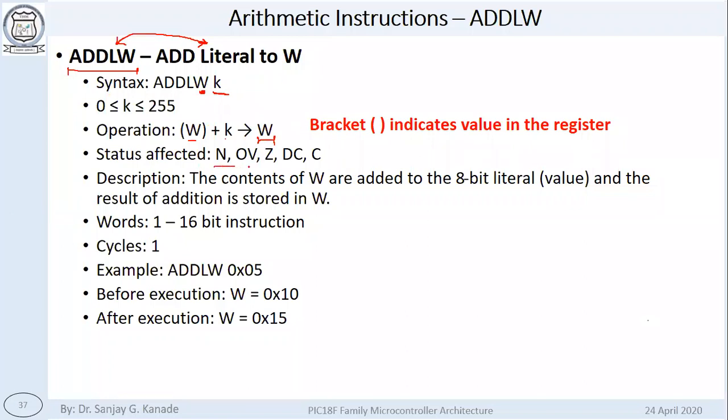All the 5 status flags will be affected based on the operation. Of course, it doesn't mean that all of these flags will become 1 or anything like that. It is dependent on the operation that is happening, the result of the operation. If the result of the operation is 0, the zero flag will be set. If the result of the operation is above FF, the carry flag will be set, and likewise.